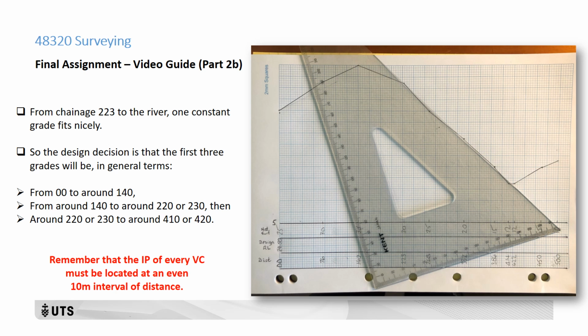So basically the design decision is for the first three grades, in general terms, there'll be one grade that goes from 0 to around 140. Then the second one goes from 140 to about 220 or 230. And then from wherever we decide to put it at 220 or 230, down to around the river, around the 410, 420 mark. Remember that every IP for your vertical curve must be located at a 10-metre interval of distance. So that's why I've been saying 220 or 230. We'll work that out later on.